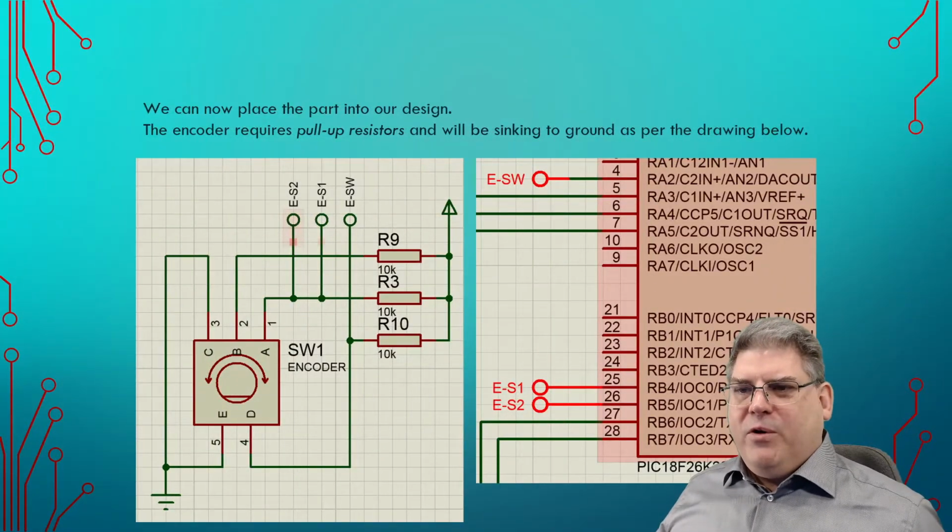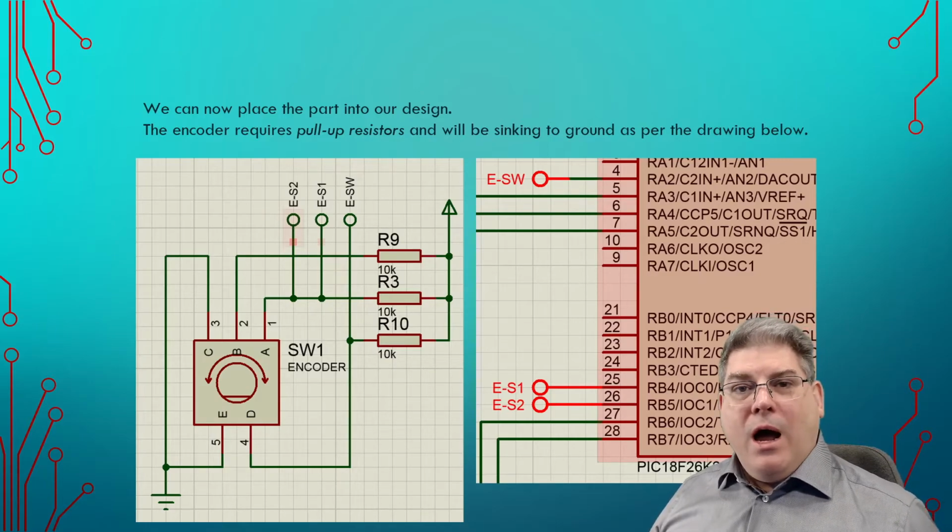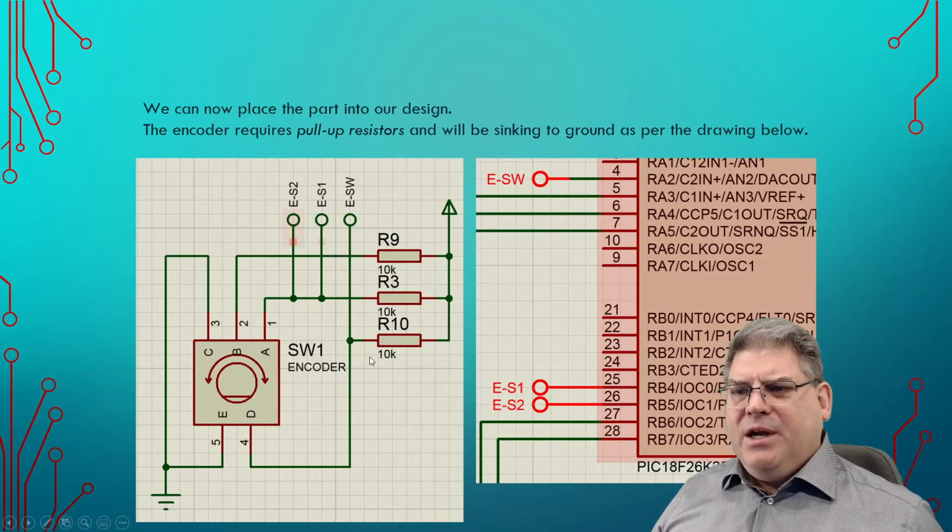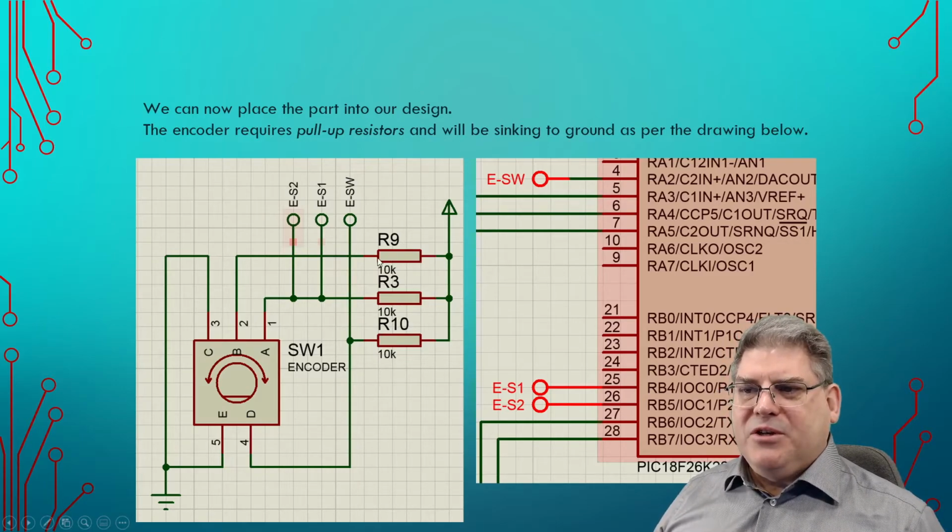Okay, so now that we've created our footprint and our package, we can go ahead and wire this into our system. And so basically we have 3 pull-up resistors. So you'll notice these 10K resistors are pulled high, so to VCC, and basically they'll make sure that we have a nice strong signal.